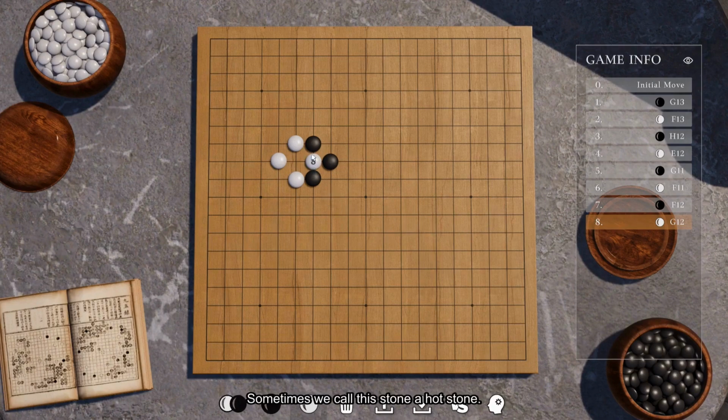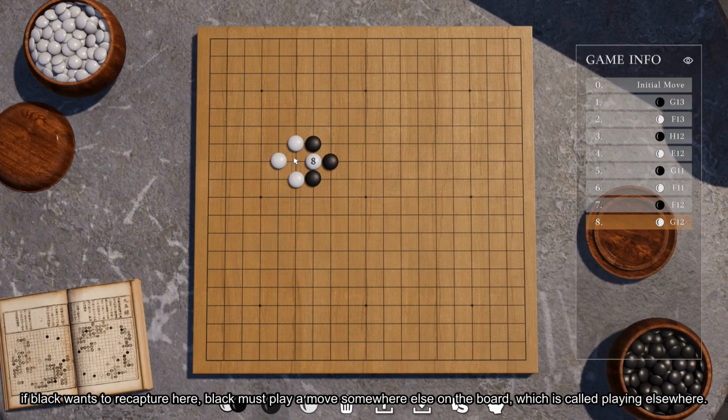Sometimes we call this stone a hot stone. In some WeiQi lectures, this stone is referred to as a hot stone. A hot stone means a stone that cannot be recaptured immediately. So now, after white captures here, if black wants to recapture here, black must play a move somewhere else on the board, which is called playing elsewhere.